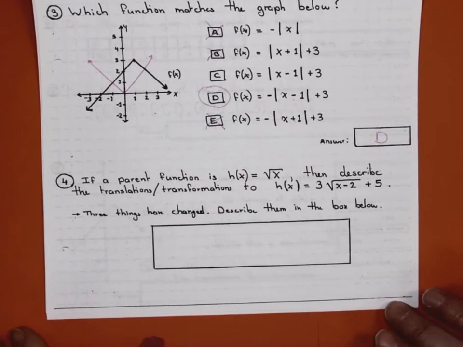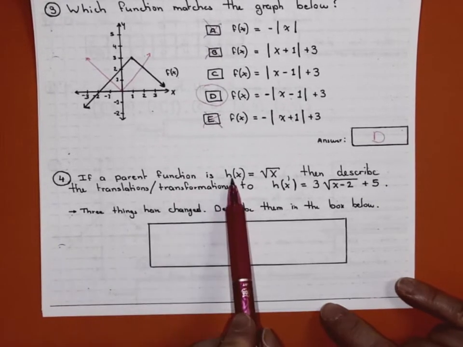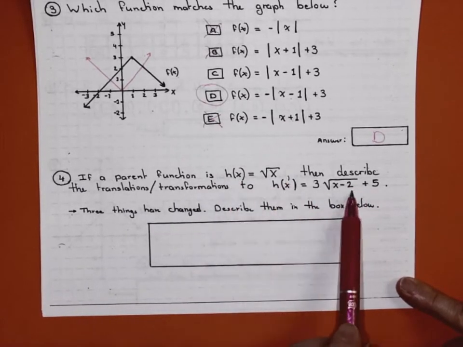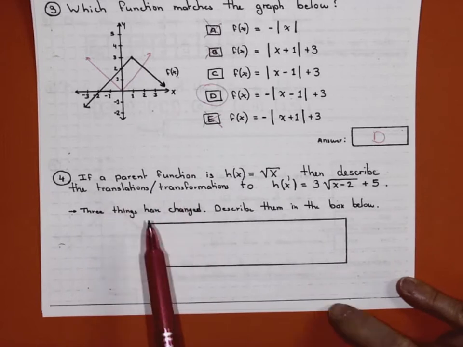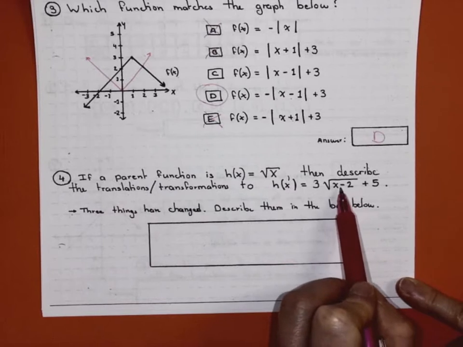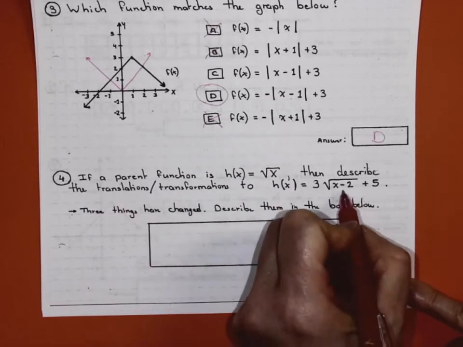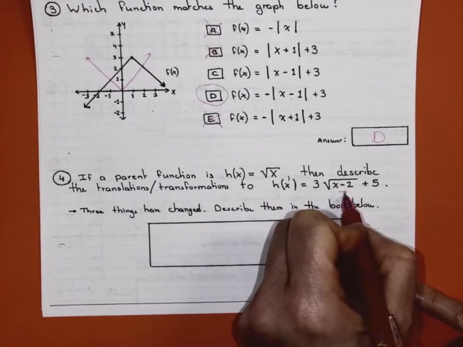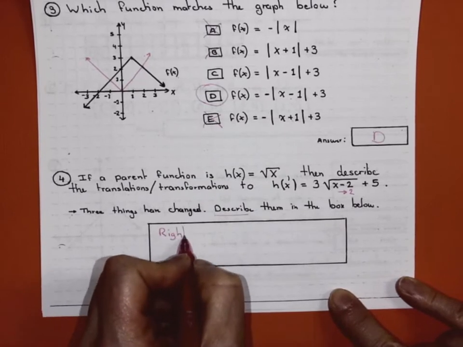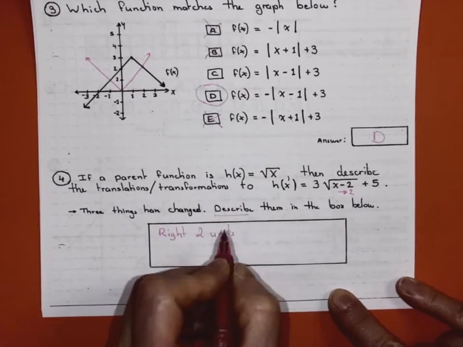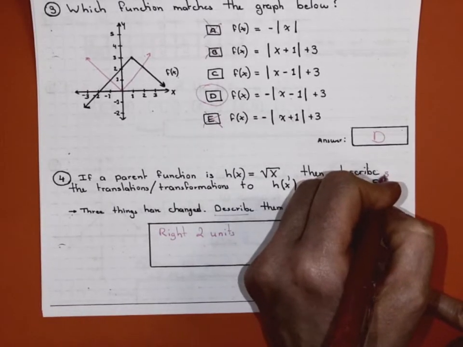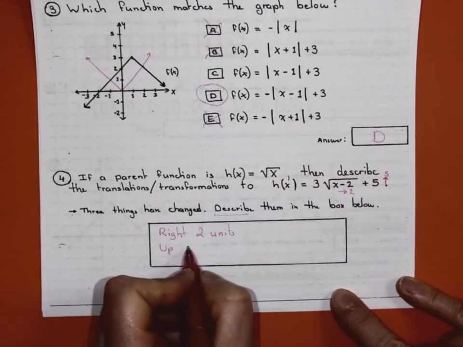Alright, keep going with translations of function. If you have a parent function h of x, that's the square root of x, and you're going from this to this one, you need to describe what happened, right? So in that box, we're going to describe. So from my parent function, I have a minus 2, and remember inside it's opposite of what you think, so minus means you go to the right 2. So that's what you mean by describe. So you go right 2 units, and then the plus 5 is on the outside, so plus outside what you see is what you get. So you're going to go up 5, so up 5 units.